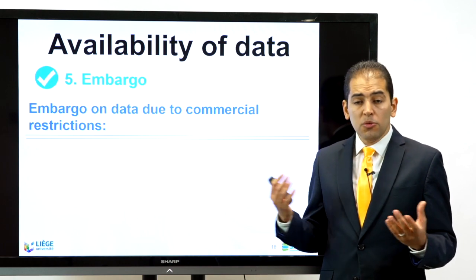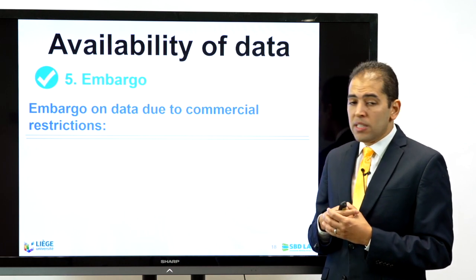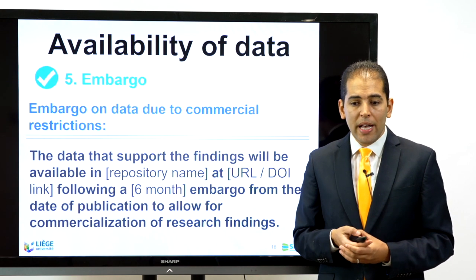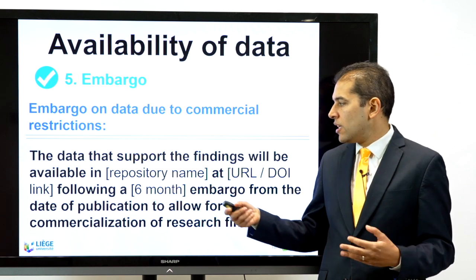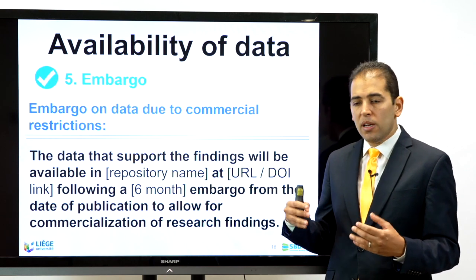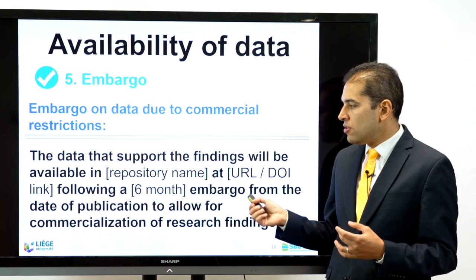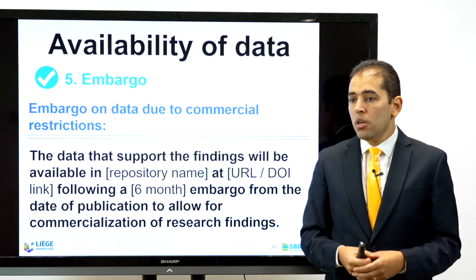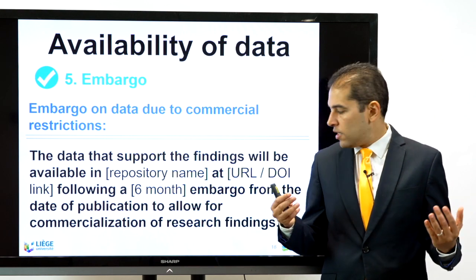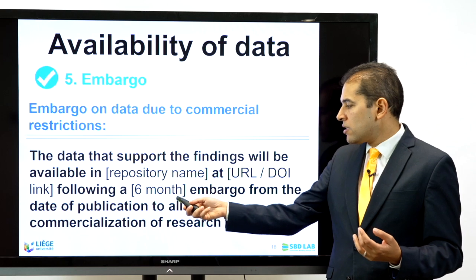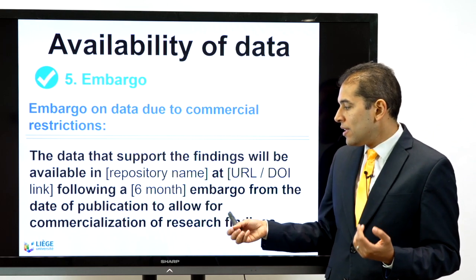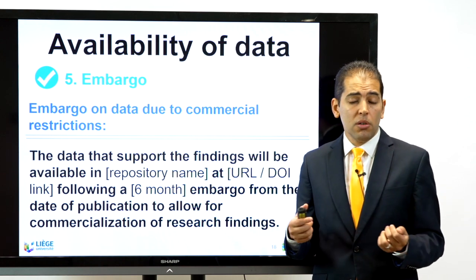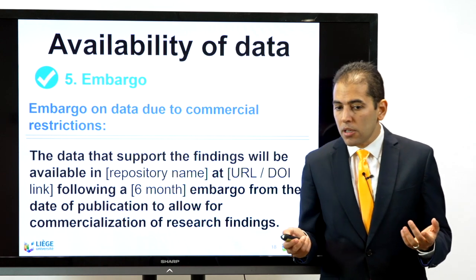Option 5 could be an embargo. Here you can say that there is an embargo on the data due to the commercial restriction, and then you put a number of years. So you say the data that support the findings will be available in this repository at this URL, for example, following, and then you define a period of embargo. For my work, sometimes it goes up to 10 years, and then you say X number of months for the embargo from the date of publication to allow for commercialization of research findings. So this is another way if the data is available and cannot be revealed.